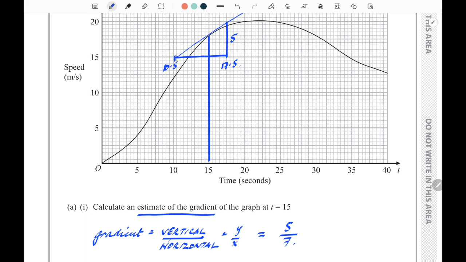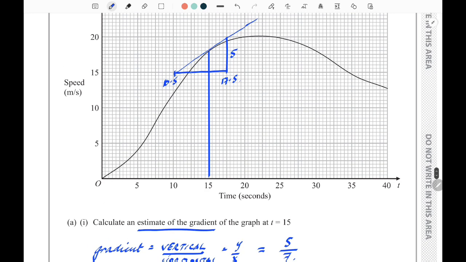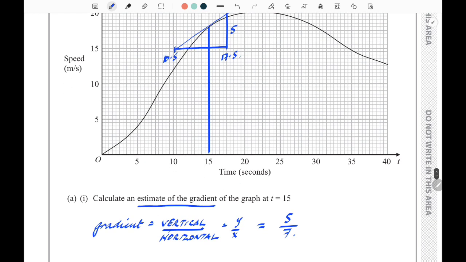And again, they allow you some variation, depending on how you estimate your tangent, as long as you show the way you've worked it out and you label it as I've done, then that's plenty to justify your answer and get the marks. As long as it's not wildly inaccurate, you're fine, all right? So that comes to, I've got 0.71, okay?